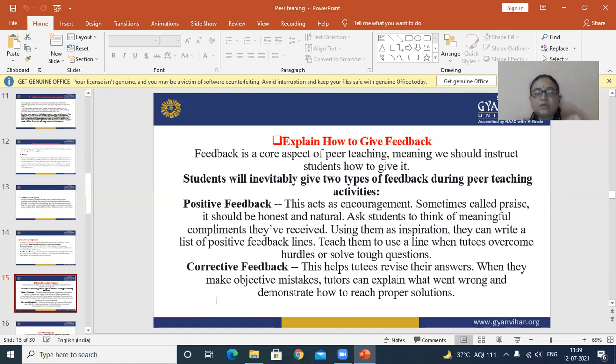Corrective feedback. This helps tutees correct their answer when they make objective mistakes. Tutors can explain what went wrong and demonstrate how to reach the proper solution. Never give up negative feedback.